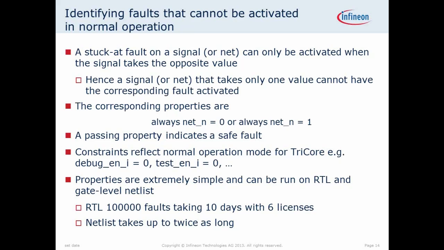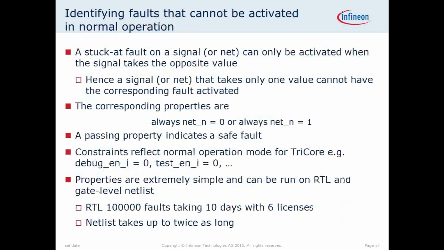And the sort of constraints you apply are constraints to reflect normal operation mode. So you turn debug off, you turn test off, and such like. The properties are extremely simple, as you can see, and so they run very fast. And they can be run on RTL or at gate level. So, for instance, we did a run of something like 100,000 faults, which took something like 60 license days on our cluster. And we did a smaller run on the netlist, which took maybe twice as long.